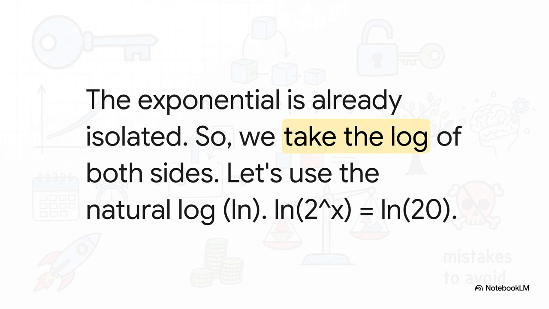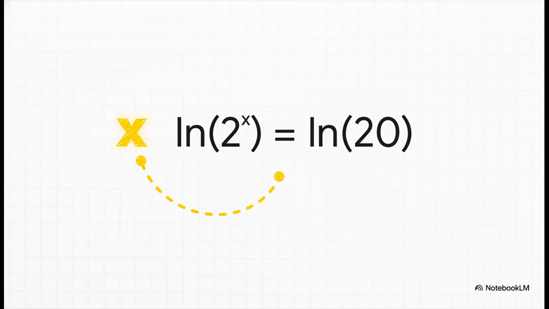The exponential part, 2 to the x, is already isolated, so we can jump right to step 2. We're going to take the natural log of both sides. You'll see it as ln on your calculator, and it's the one we use most of the time. And this is the magic step. The power rule of logarithms lets us take that x that was stuck up in the exponent and just move it down to the front as a coefficient.